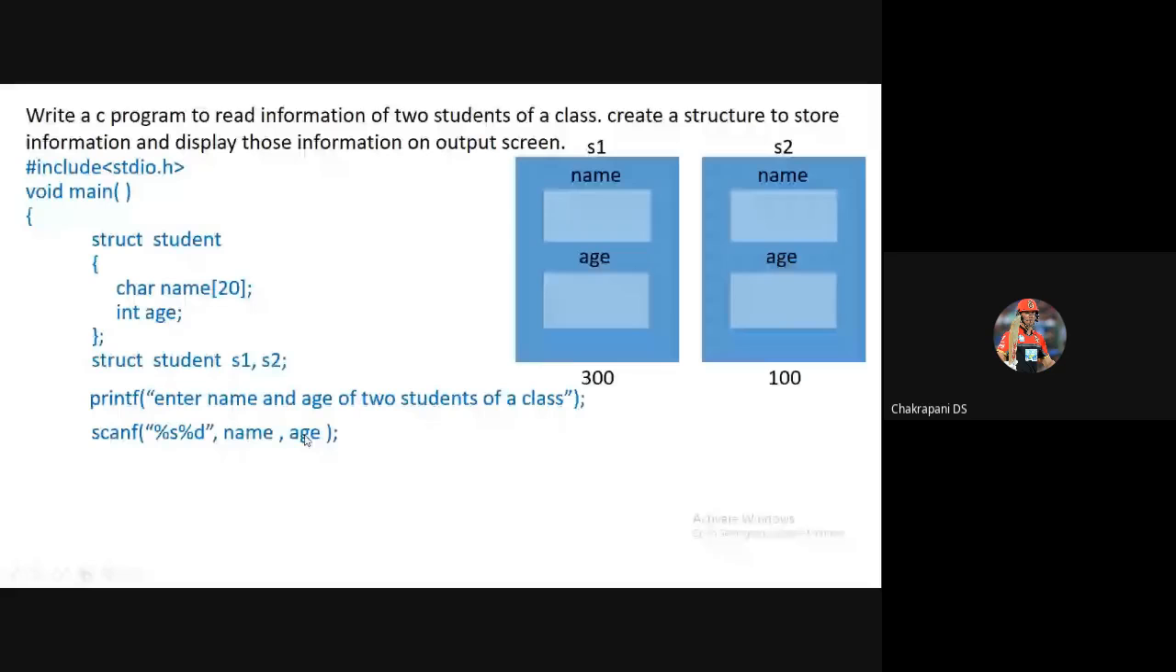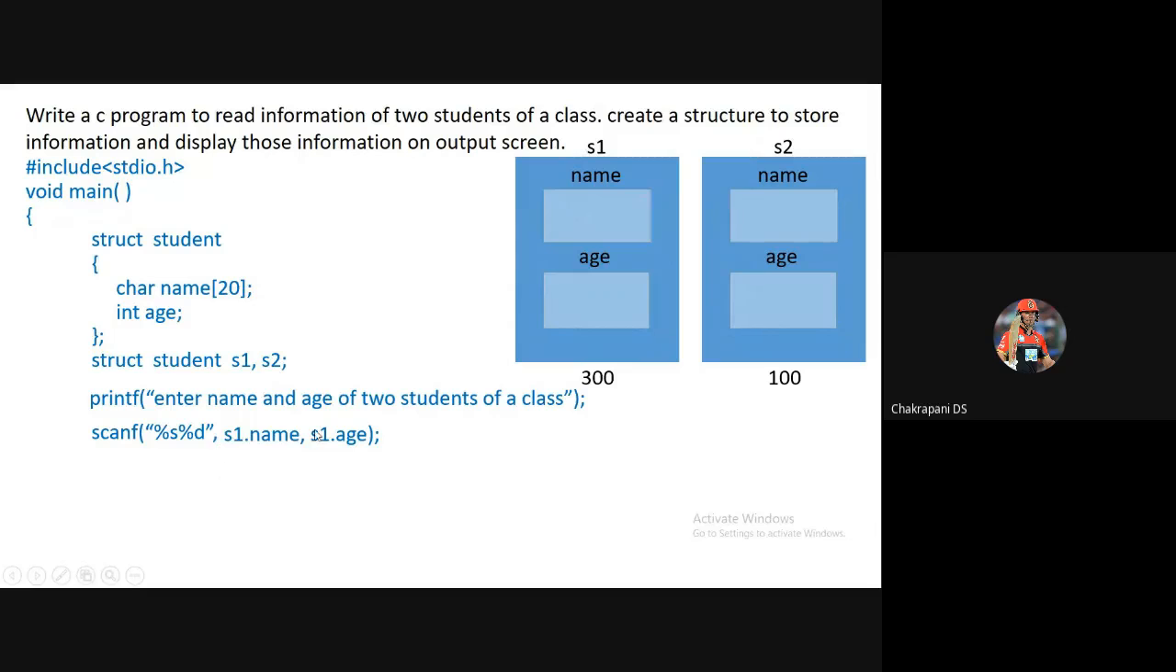See, if I simply write name and age, the computer gets confused. If someone enters the name as ABD and the age as 17, to read and store that name, if I simply write name here, the computer gets confused whether this name is the name of s1 or the name of s2. What should I change so that it specifies that this name is the name of s1? This is what I have to write: s1 dot name, comma, s1 dot age.